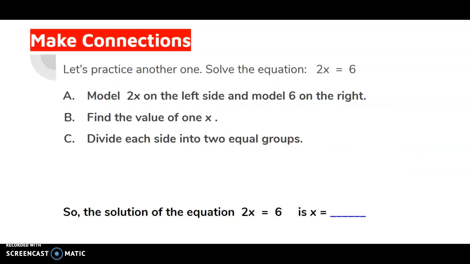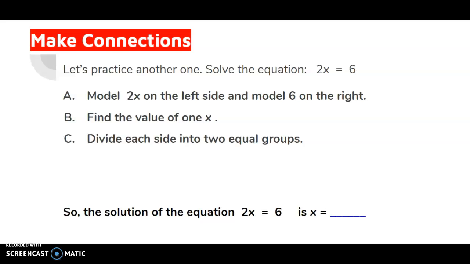Let's try a different one. This time we're going to solve the equation 2x equals 6. And so we're going to model it again. You're going to model 2x on the left, and then you're going to model 6 on the right. So do that. And we want to find the value of 1x. So we have to divide each side into 2 equal groups.